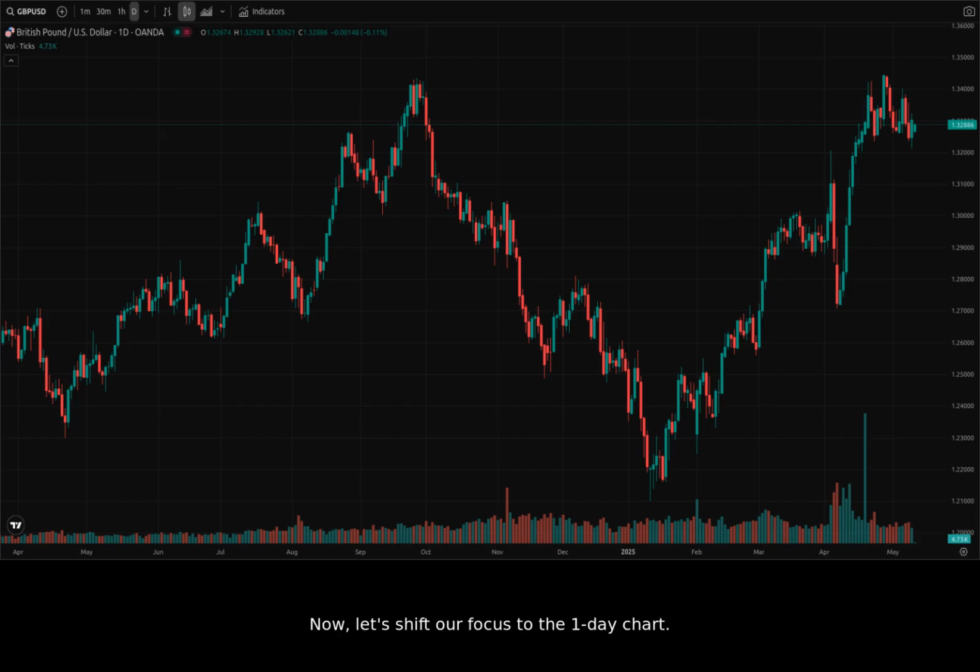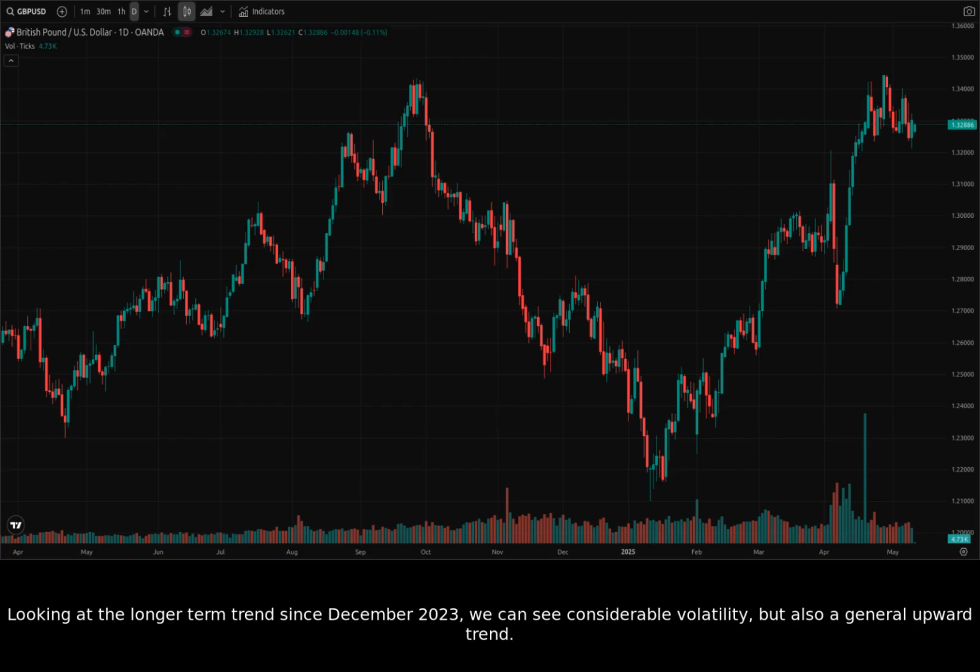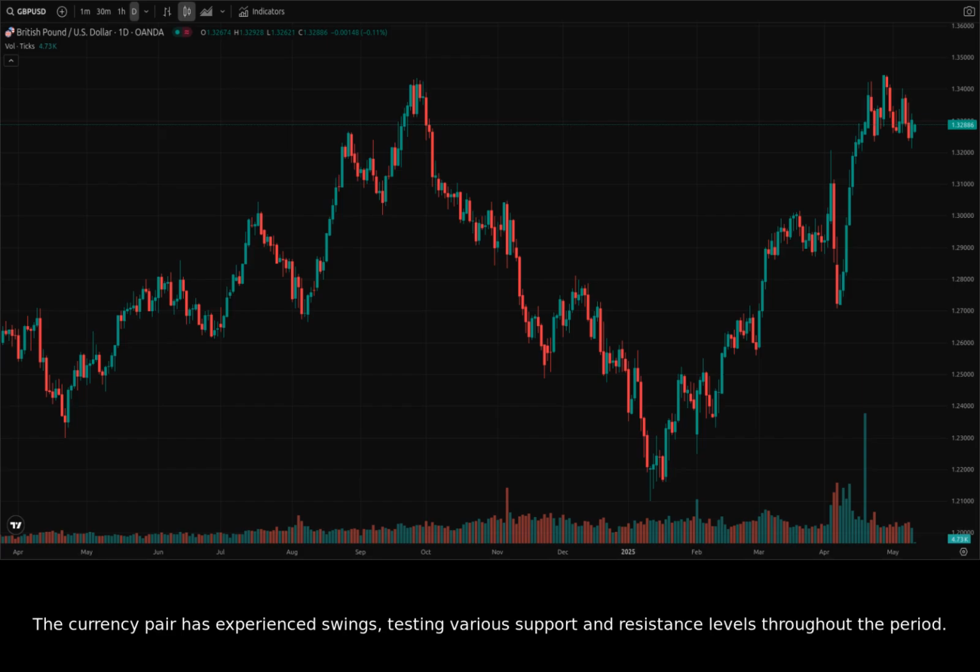Now, let's shift our focus to the one-day chart. Looking at the longer-term trend since December 2023, we can see considerable volatility, but also a general upward trend. The currency pair has experienced swings, testing various support and resistance levels throughout the period. For instance, we see the price hovering around the 1.25 to 1.27 level in early 2024. It then recovered aggressively towards the end of the year, before a brief dip to around 1.22.